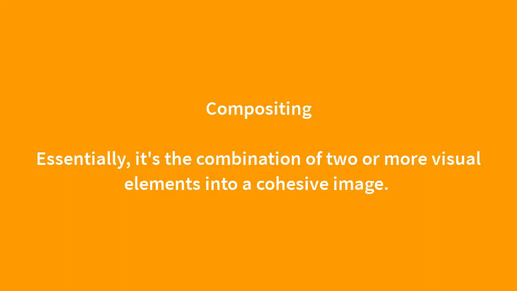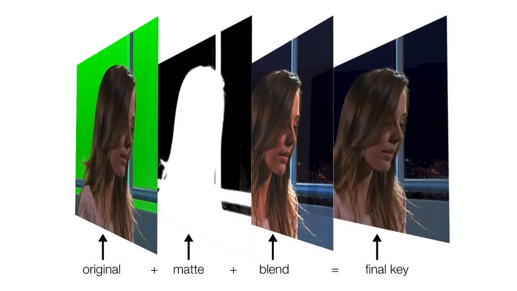Hey everyone, in this video, I am excited to share with you the definition of compositing, which is the topic of our upcoming modules. So what is compositing? Essentially, it is the combination of two or more visual elements into a cohesive image or footage. As an example, compositing in the simplest form is placing one image on top of another, like adding a layer of text into a picture or adding an imaginary background behind myself.